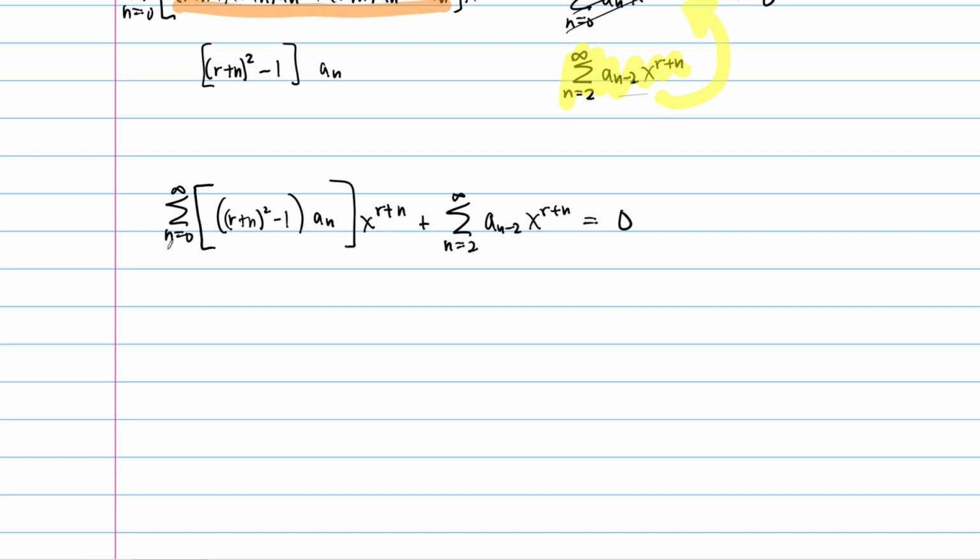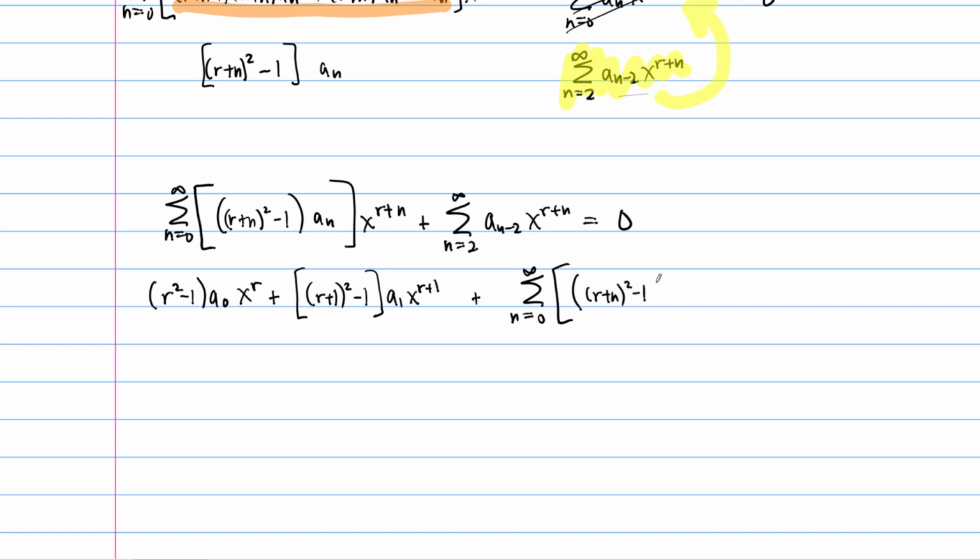We want to combine these into a single sum, so we have to pull out the first two terms of this. So when n equals 0, this one's going to say r squared minus 1 a sub 0 times x to the power r, plus, when n is 1, r plus 1 squared minus 1 a sub 1 x to the r plus 1. Plus then the sum, now this all combines. So now it's going to be r plus n squared minus 1 a sub n plus a sub n minus 2. This sum starts at 2. It's very important. This sum starts at 2. Times x to the power r plus n. This entire sum has to be 0.